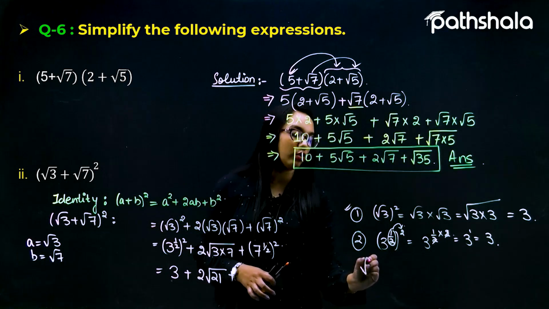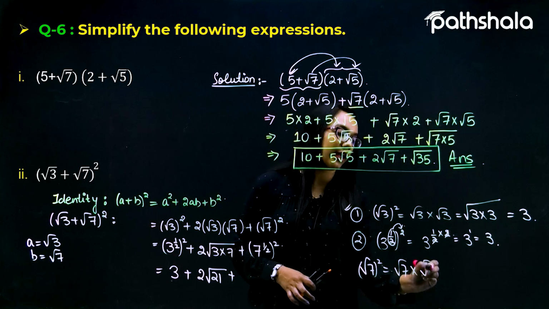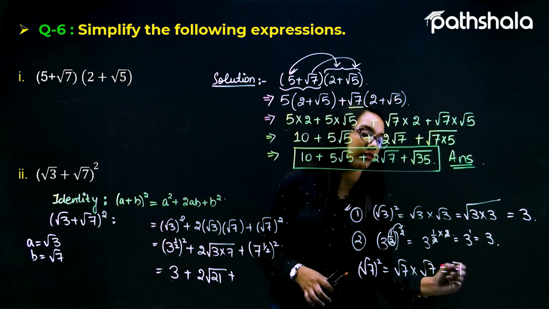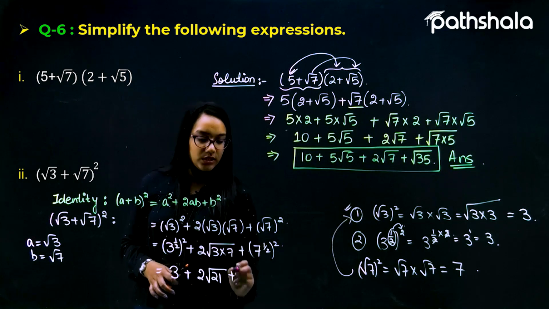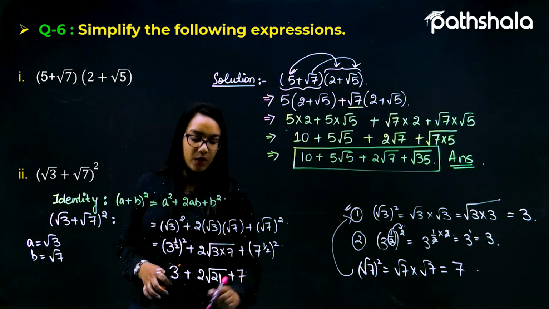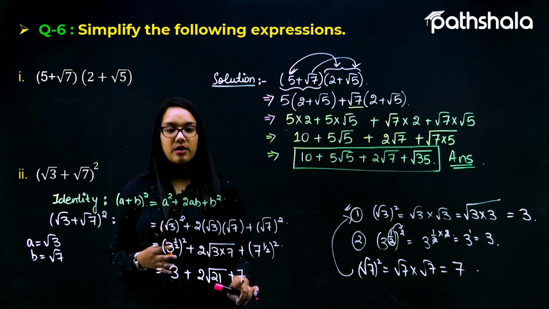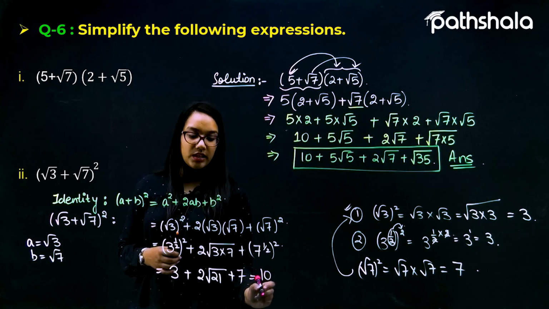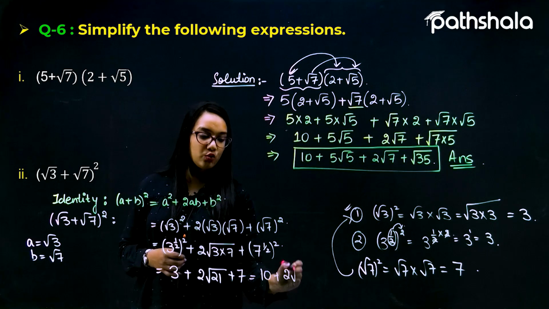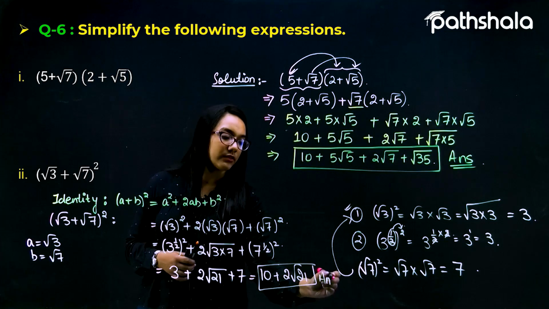Root 7 whole square again means multiplying root 7 and root 7, and root 7 into root 7 always results in 7, just like the case number 1. So this is nothing but 7. Now we know that there are two rational numbers here that do not have any irrational part. So 7 plus 3 is 10, and the other term, 2 root 21, will remain the same. So this is my answer for the second part.